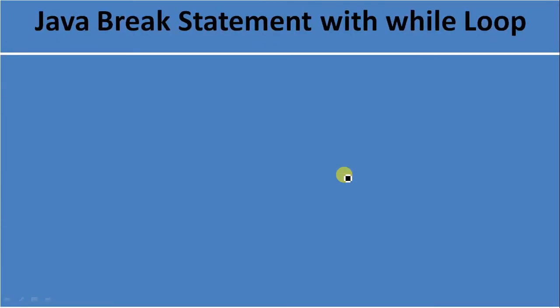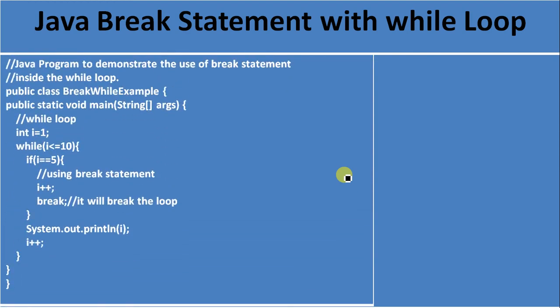Now, Java break statement with while loop. You can also use a Java break statement with a while loop. Here is an example with a while loop. You can see here we are creating a Java class, BreakWhileExample. We are creating the public static void main method. We are initializing the variable i with 1.